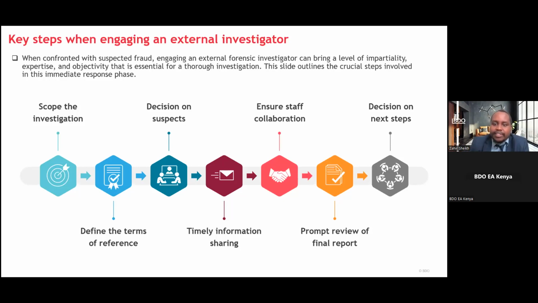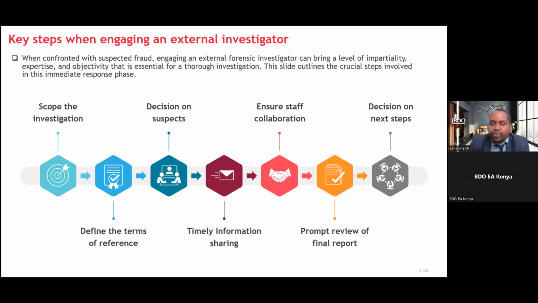Then the next step is to do a very prompt review of the final report. So you need to look at the final report that they provide. Even before that, you can look at the interim updates you should be able to receive. Investigators such as ourselves usually provide our clients with regular progress update reports as we go along with the investigation. This is to keep the client aware of what is going on, anything that may come up, and allow them to make decisions. So you should review this and get any information that you require from this.